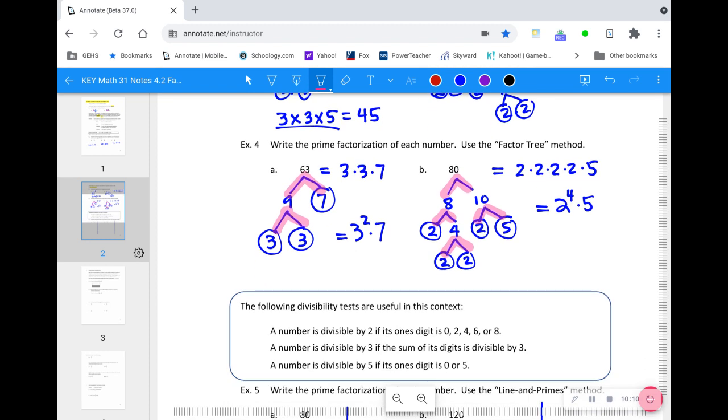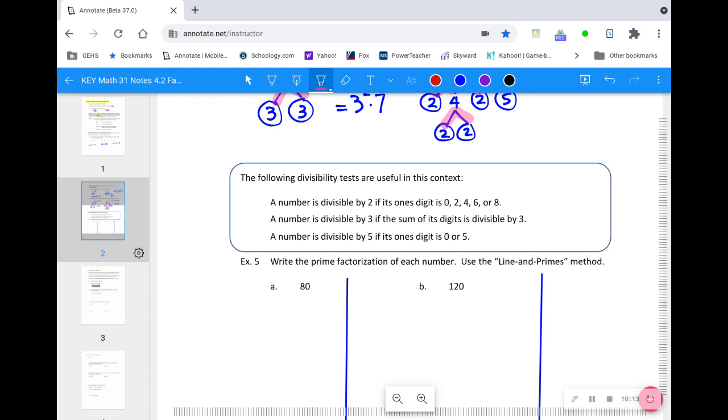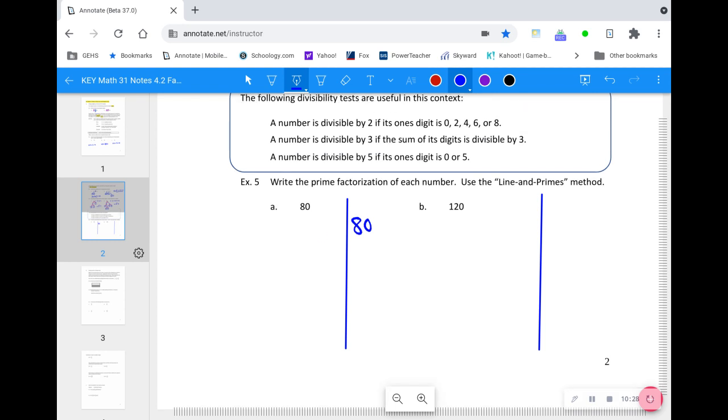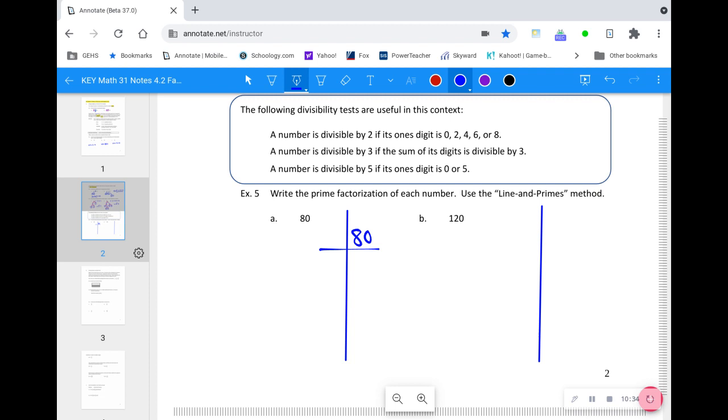And the other way to do it, I call this one the line and primes method. So I've got the line, now let's do the primes. You start with your number on the right side, 80. Now, once you've got that, you're going to try to divide it by the smallest prime number, which is 2. If that doesn't work, you move to the next smallest prime number, 3. And you can consult the list we had earlier. And you keep trying to divide it by 3 until you can no longer do that. And then you switch to 5 and bleed that one dry.